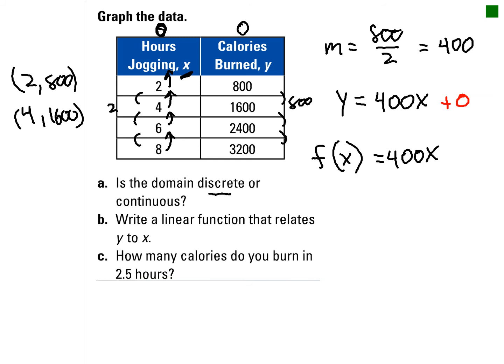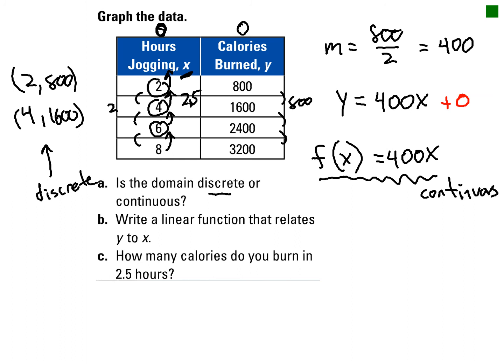But if you jogged hours, do you only jog for 2 hours or 4 hours or 6? No, you can jog for 2.5 hours or some other part of an hour. So this might make us think that this was in fact a continuous function. Remember, individual points tends to mean discrete, but a function like this is fluid or one long line. This would be continuous. Sometimes you have to look at the context of the problem to tell whether it's discrete or continuous.